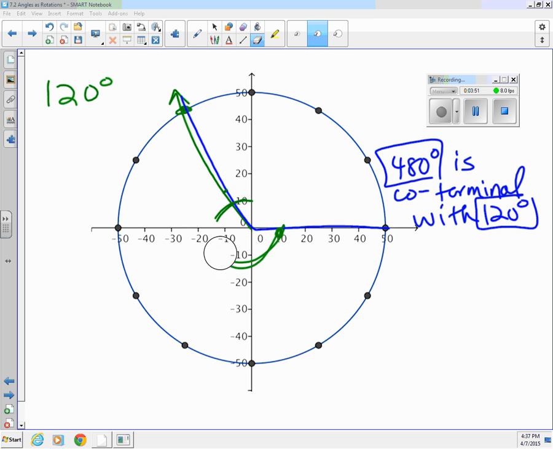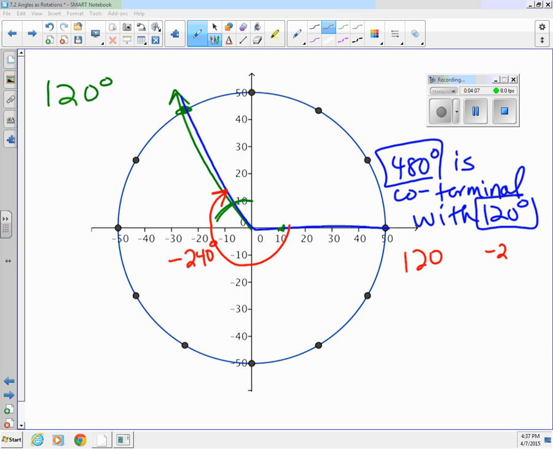So let's say I want to get to this point, but I want to use a negative angle. Well, I can go 90, 180, plus another 60 to get there. So that would be negative 240 degrees. And if I look at 120 and negative 240, and I subtract them, I'll get 360. The difference between them is 360 degrees. So negative 240 is also coterminal with 120 and coterminal with 480.